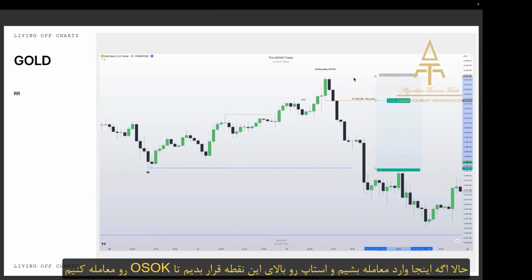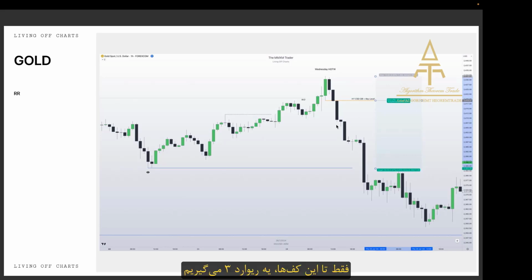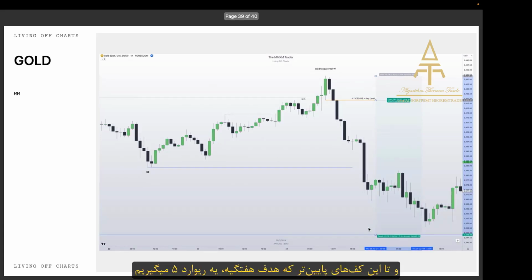Now, if we were to enter here and place a stop loss above here to trade the one shot, one kill, we would have 3R just until these lows here, and until these lows down here, the weekly objective, we would have 5R. We did not manage to hit them this week. However, at 5.5R, there's no reason you should be holding for this extra bit here and be greedy. You should be taking partials or TPing.